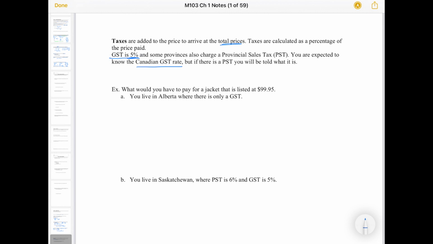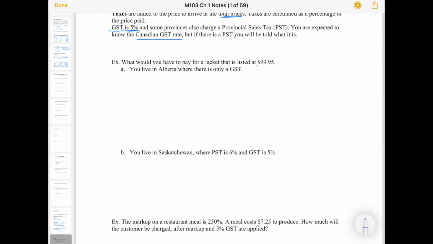So what would you have to pay for a jacket that is listed at $99.95? And you live in Alberta, there's only a GST. So GST is 5%. I need it as a decimal, so I divide it by 100, and I get 0.05. All right, and now 99.95 times 0.05.